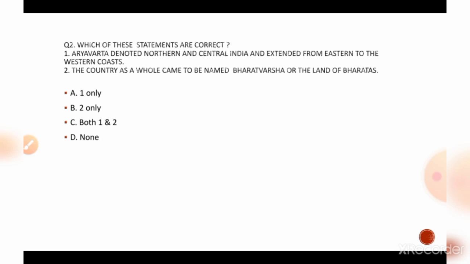Basically Aryavarta is what they called the region where Aryans came first, like northern and central India, and that area particularly extended from the eastern margin to the western margin, the whole of the northern part. So the first statement is correct, and when it comes to the second statement, we all know that India, our country, was named Bharatvarsha, the land of Bharata. So both the statements are correct.